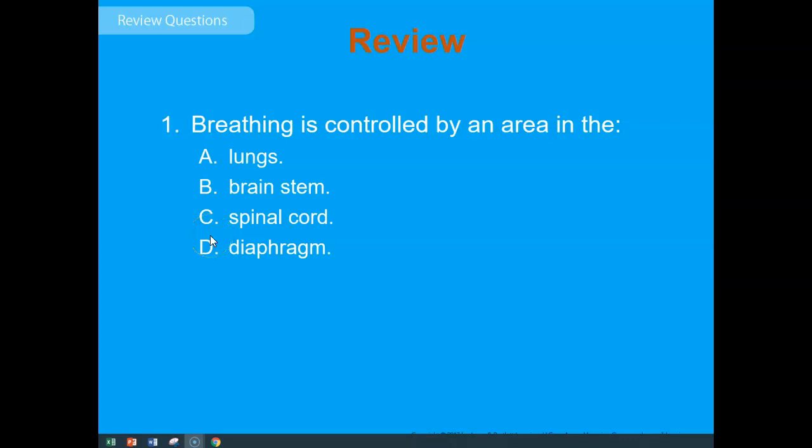Okay, chapter 10, review questions. Let's look at some of these. So breathing is controlled by an area in the lungs, in the brainstem, in the spinal cord, or in the diaphragm. So first off, let's figure out what they want to find out. They want to know where the breathing is controlled by an area in the blank.